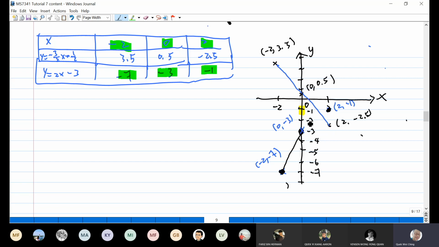Never mind, this graph is not very accurate. I think my points are off a little bit here. So this is the second line. Where do they intersect now? If you intersect them, you find that the point of intersection is somewhere here.